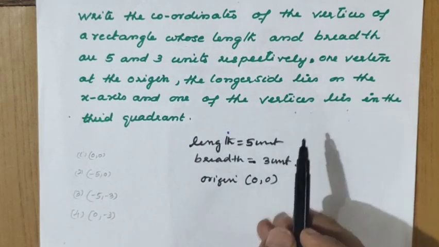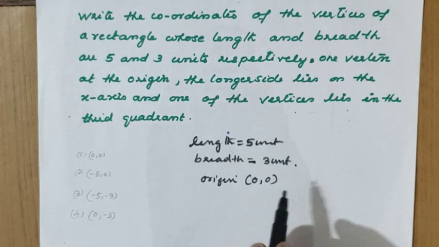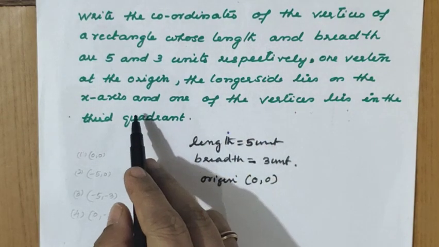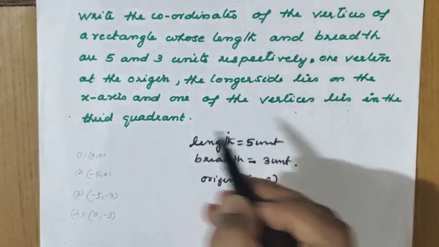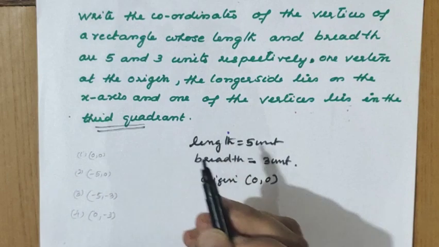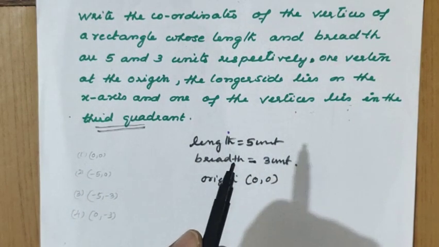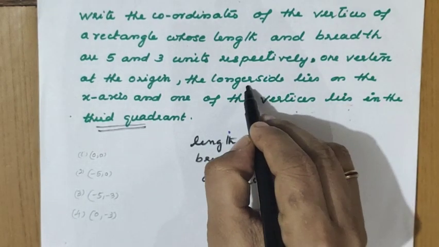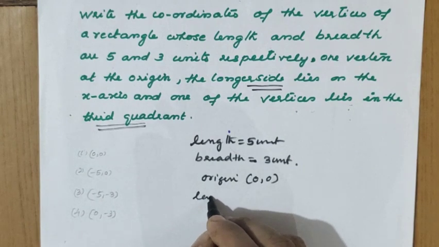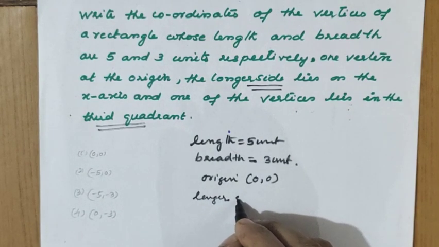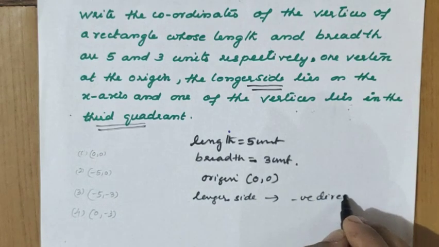One of the vertices lies in the third quadrant. Third quadrant means it is all negative only. So the longer side lying on the x-axis means it should be in the negative direction. Understood? One of the vertices lies in the third quadrant, it is given. That means both the x and y coordinates are negative. So this longer side should lie on the negative direction of the x-axis.